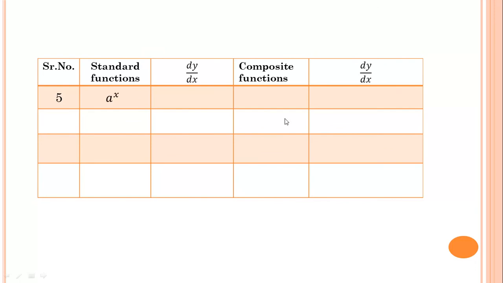Then the fifth function. If it is a raised to x, then the derivative is a raised to x into log a. And suppose the composite function is a raised to f of x, then its derivative will be a raised to f of x into log a into f dash x, like this. Then the next one is, if it is e raised to x, then the derivative is e raised to x, like that. If it is e raised to f of x, then the derivative will be e raised to f of x into f dash x. Just compare this and try to understand.